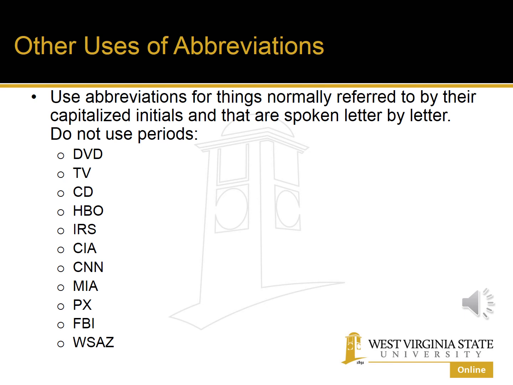For example, DVD, TV, CD, HBO, IRS, CIA, CNN, MIA, PX, FBI, WSAZ. These are things most of which are acronyms, but they've come over into the language as acceptable words, or they're abbreviations for organizations that are well known, as, for example, WSAZ or HBO. They're broadcasting entities that we generally identify with by their abbreviations rather than by their full call letters.